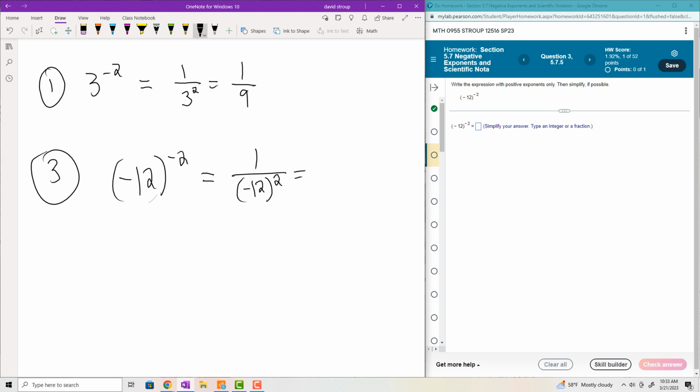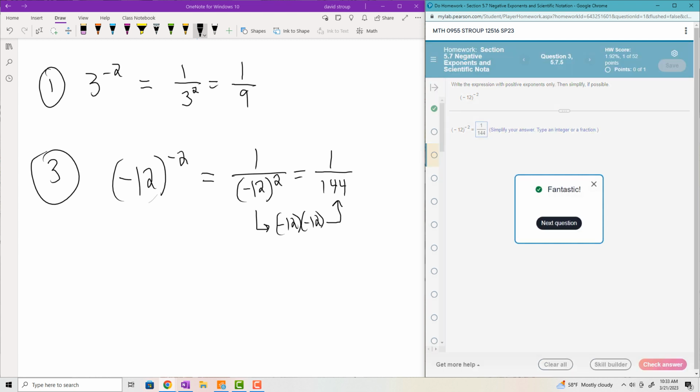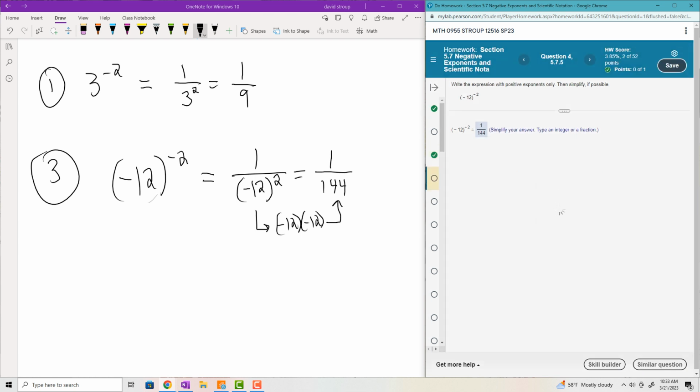Now that we're in the second step, we can multiply out the negative 12 squared. Negative 12 squared is negative 12 times negative 12. A negative raised to an even power will be positive. 12 times 12 is 144, right? So you just get 1 over 144. The point being here is that whatever the base is, that's going to change.